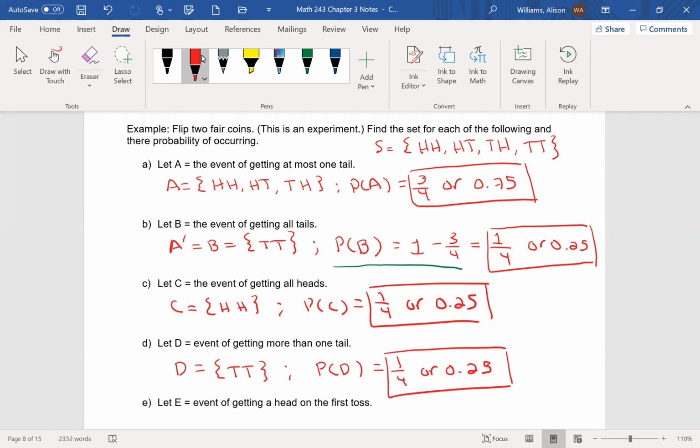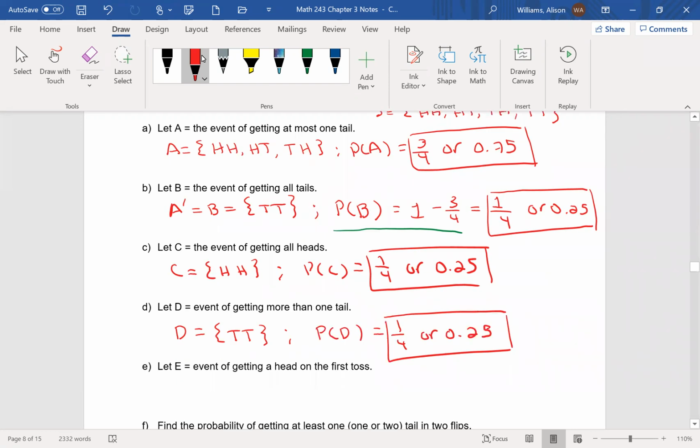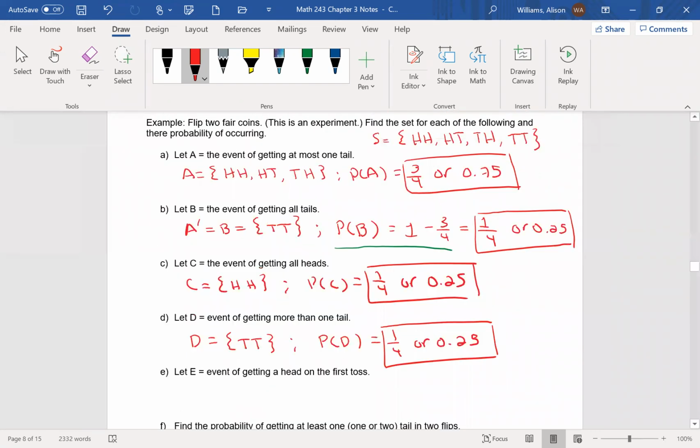Okay, so E, the event of getting heads on the first toss. Here, let me zoom out a little so I can see my sample space. So getting heads on the first toss. Actually, the very first two I've listed work for that, because in both of those events in my sample space, we have heads in the first spot, and then the second spot, it really doesn't matter. So E would be heads, heads, and heads, tails. So the probability of E would be 2 out of 4, which reduces to 1/2 or 0.5 or 50%.